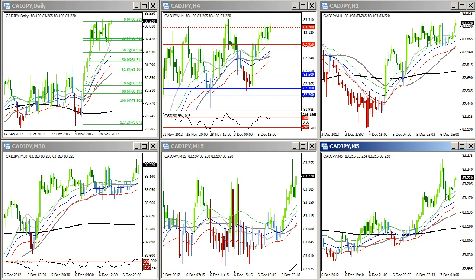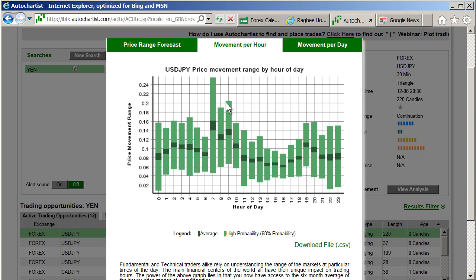So look for that directional bias. Before you get into a pair, depending upon what time of day it is, look at the price range by hour of day. Let this help you guide some of your stop loss placement. Let this help you guide some of your profit target placement and understand the potential for volatility.